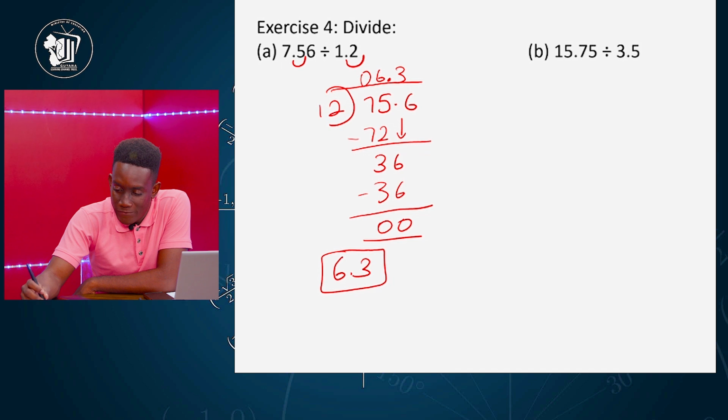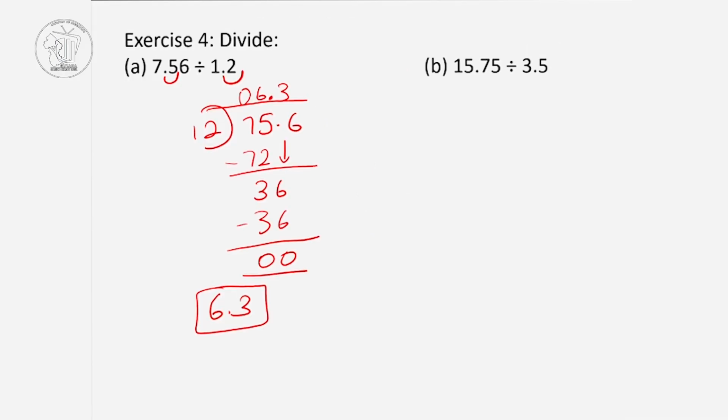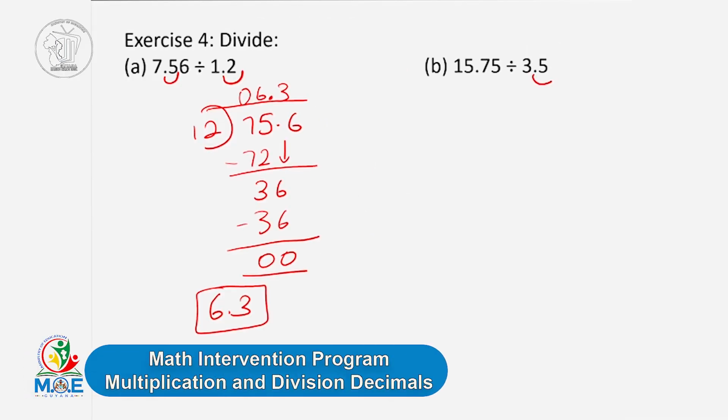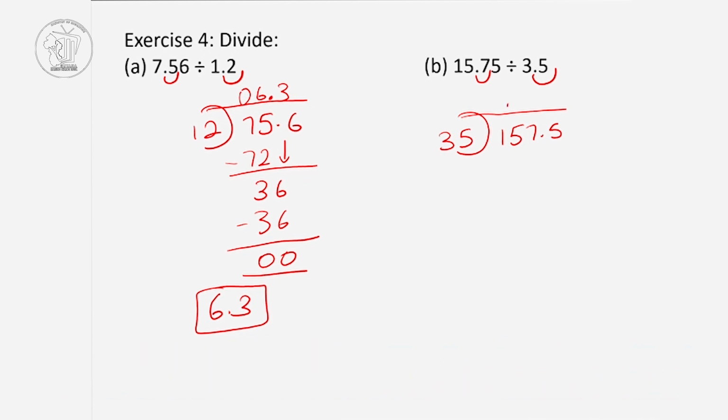So 15.75 divided by 3.5. So we turn this 3.5 into a whole number. We jump that one time, so we have to move this one time as well. So we'll now have 157.5 divided by 35. So we see 35 cannot go into 1, 35 cannot go into 15, 35 can go into 157 4 times. And 35 times 4 would give me 140.